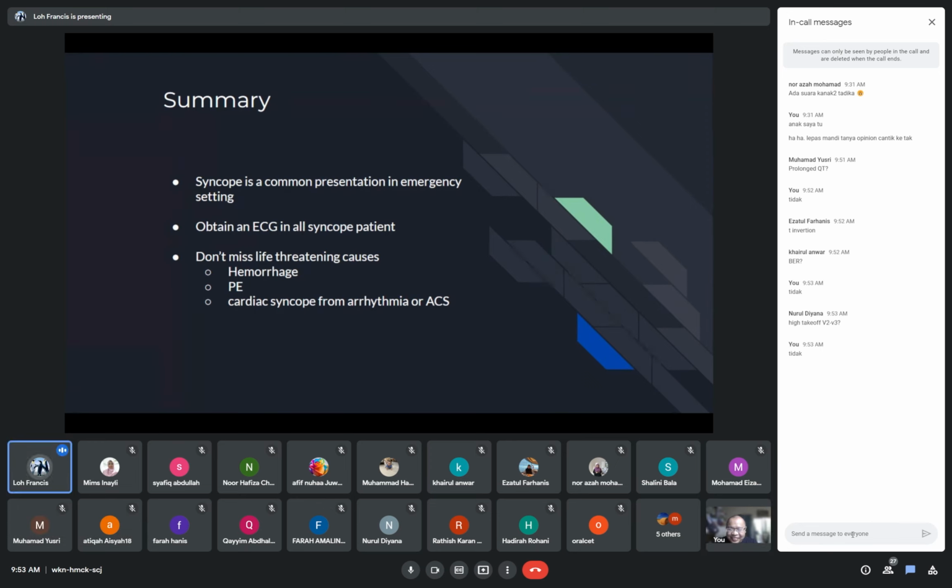Look for any Wolf Parkinson. Yeah, pandai lo. So Wolf Parkinson White eh? Wolf Parkinson White is a common cause for syncope in teens. It's fairly benign, bukan tak boleh discharge. Apa signs of Wolf Parkinson White on ECG? What features usually make you suspect Wolf Parkinson White on the ECG?